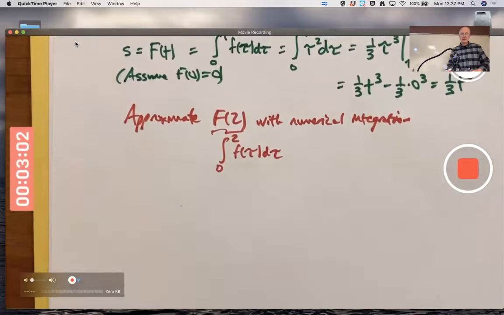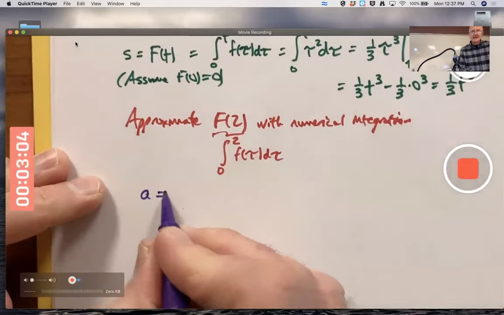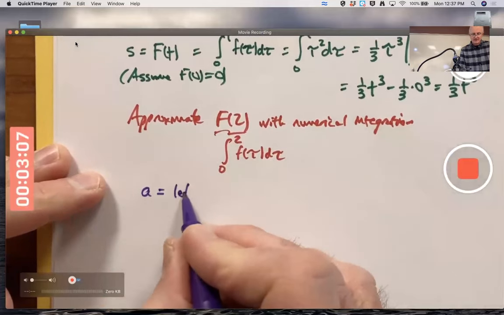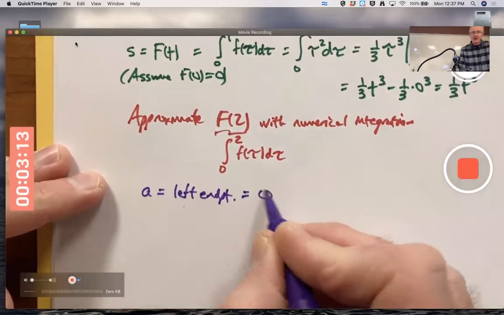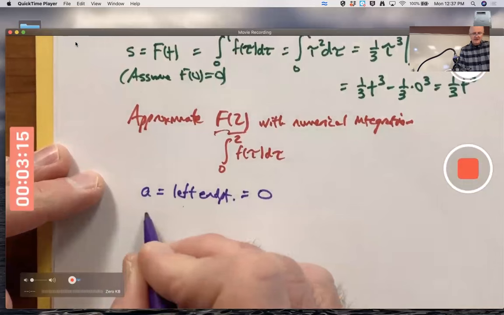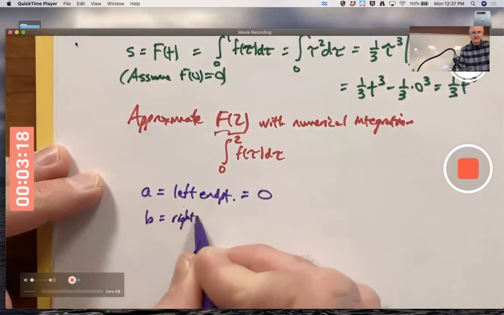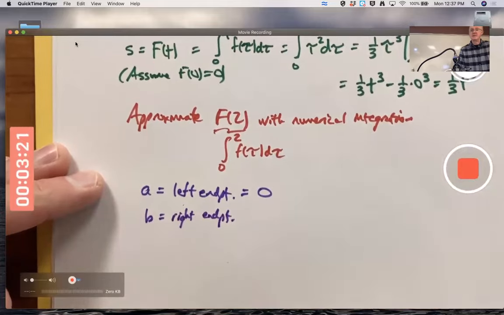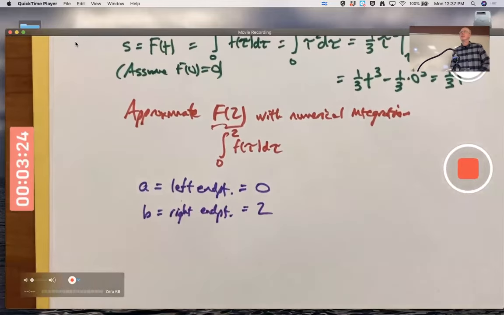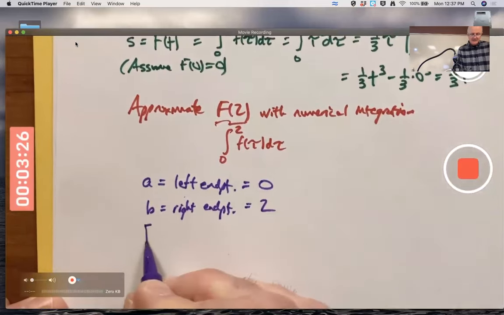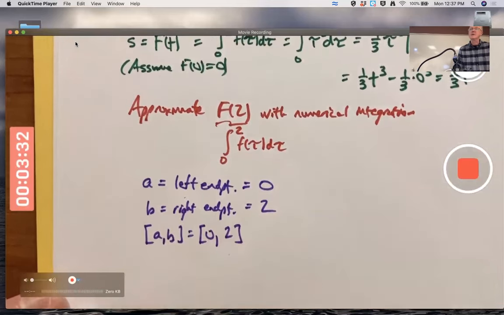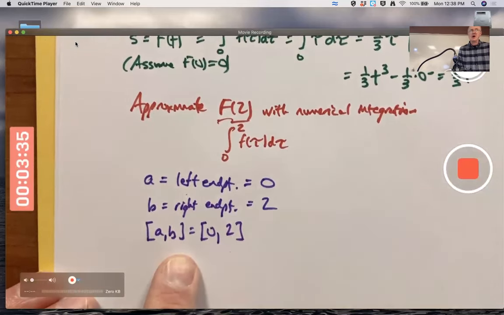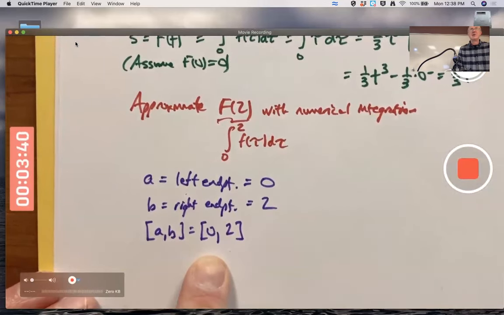Here's the setup. You want to get this down. You want to let A be your left endpoint. In this case, that's the lower limit of integration, that's 0. And you want to let B be the right endpoint. That's the upper limit of integration. That's 2. So A to B is your interval of integration. In this case, that's the closed interval from 0 to 2. This notation means take all numbers between 0 and 2, including the endpoints. That's the interval that we are integrating over.